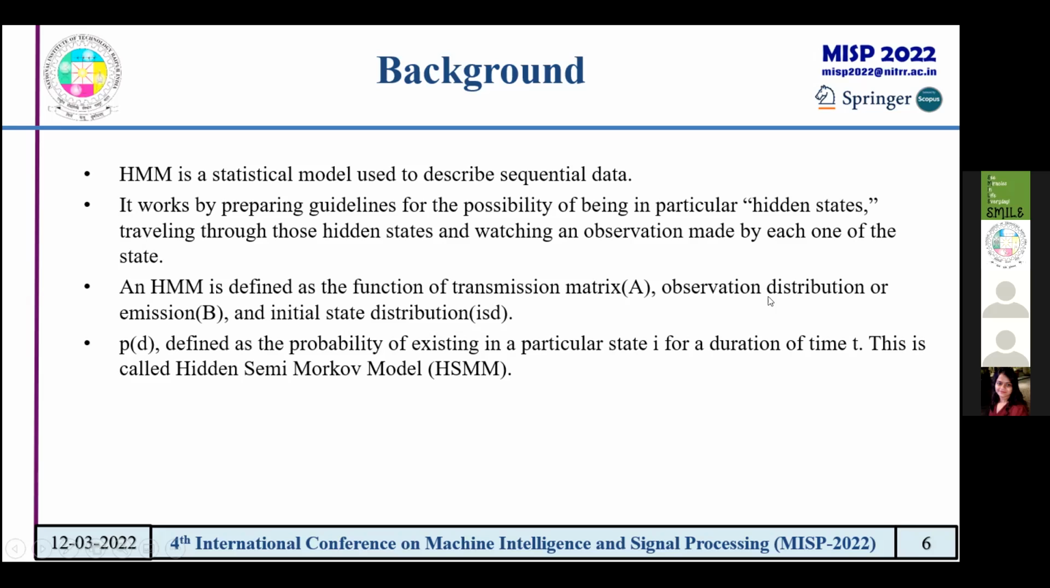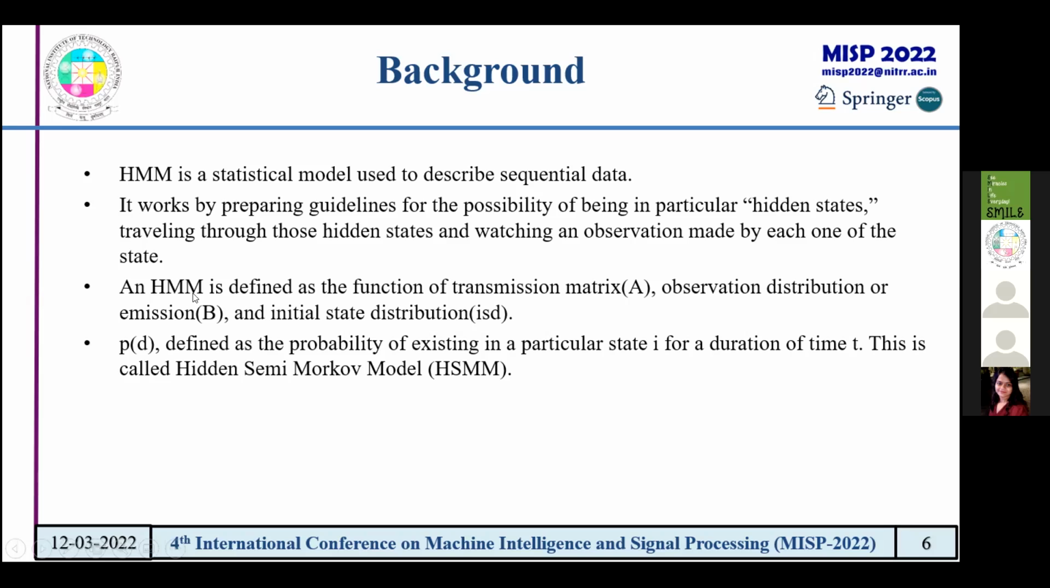The observation matrix identifies the present state at the ith moment. If we are currently in the ith moment, what is the present state that we are in? That is given by the observation distribution matrix. For the initial state, we can't always say that a recorded audio signal will start from S1 only. So the initial state distribution gives the probability of what may be the initial state of that particular audio signal.